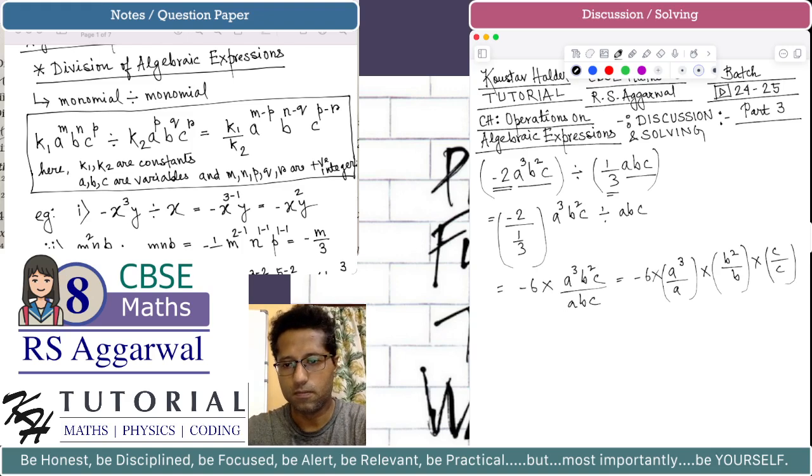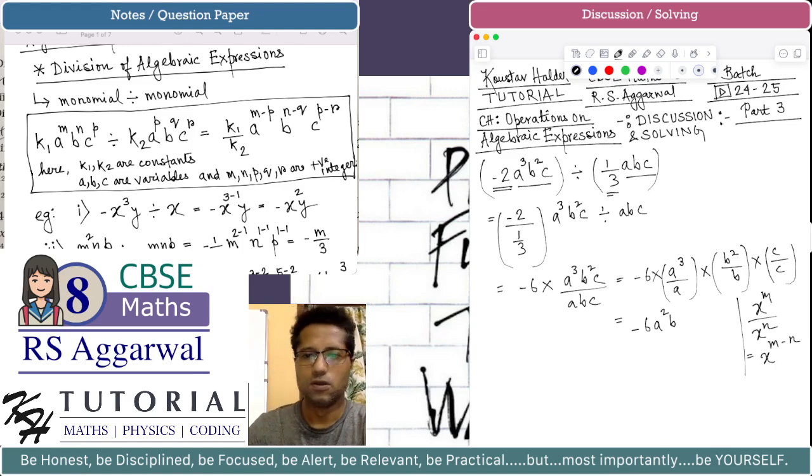So this now becomes equal to -6 a square b. Using the laws of exponents, x to the power m divided by x to the power n is equal to x to the power m minus n. So the result is minus 6a square b. I hope you got the idea how we divide a monomial by another monomial. Okay.